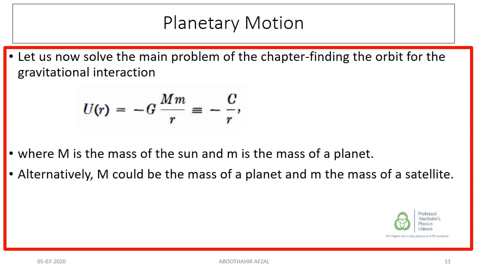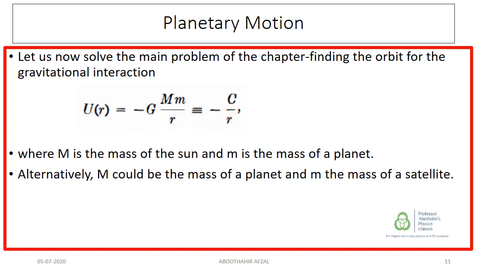Here we are going to solve the main problem of the chapter, that is the orbit of a planet under gravitational interaction. We know that a planet and the sun interact by gravitational forces. So capital M refers to the mass of the sun and small m refers to the mass of the planet, and the gravitational potential energy between them is given by minus G M m by r.